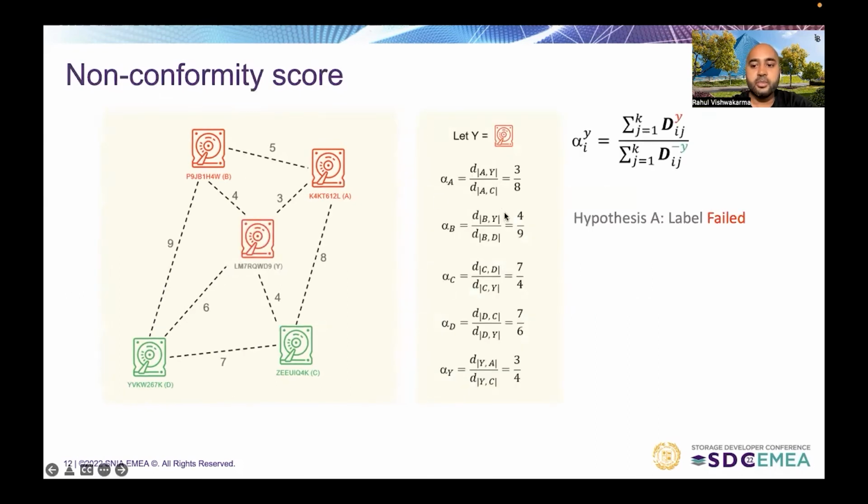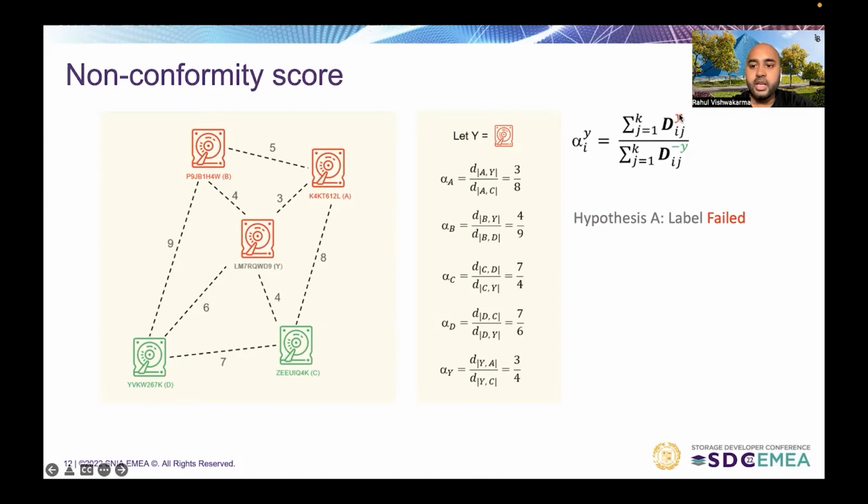We do hypothesis testing by making an assumption that the label to be predicted is failed. So this is failed, right? And then we start calculating the non-conformity score using this formula. Here k equals 1, so it will only select one disk, and d is the distance, and i, j are the values over here. And y is to be predicted over here.